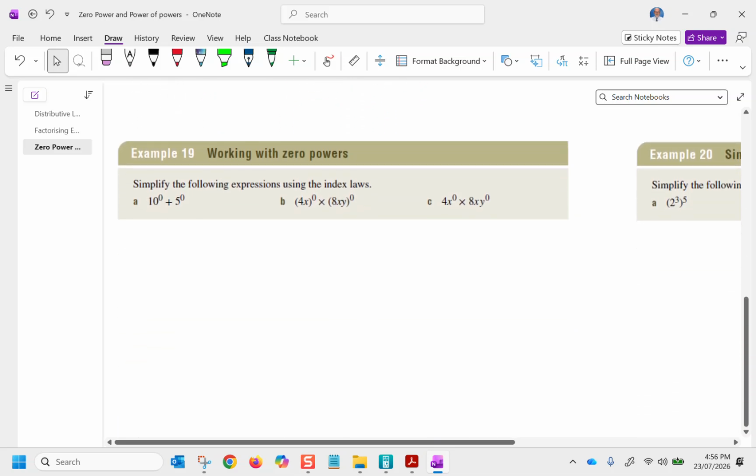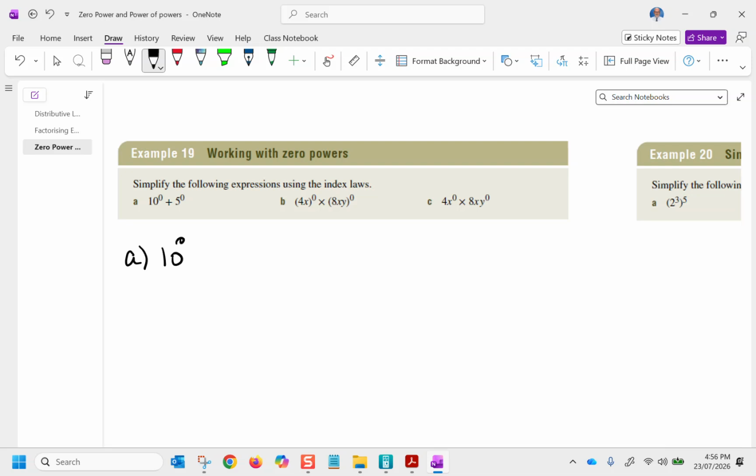So here in example number 19 for part A, I'll copy this out, 10 to the 0 plus 5 to the power 0. Now check the base is not 0, so 10 to the power 0 is 1. 5, the base is not 0, 5 to the power 0 is 1. So this is really 1 plus 1. The answer is 2.